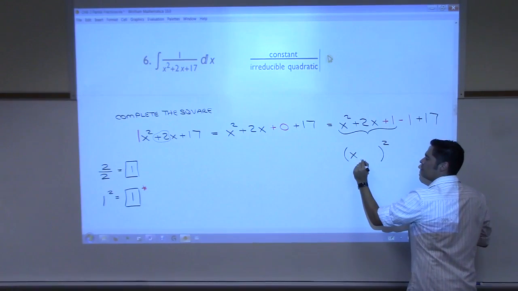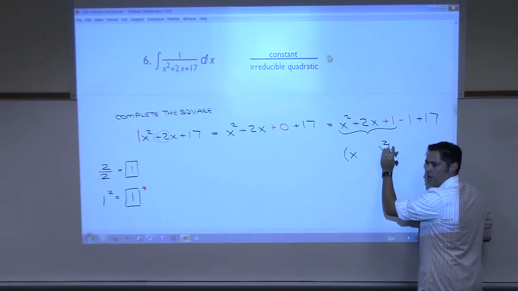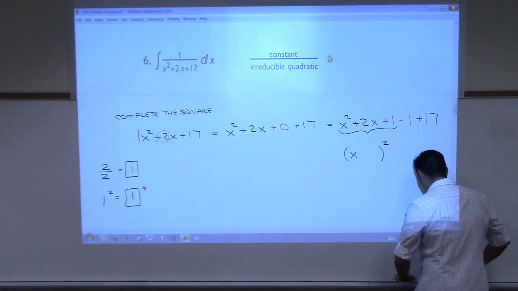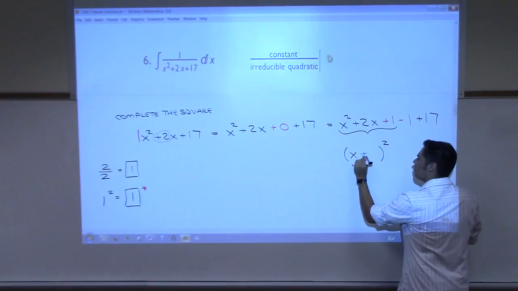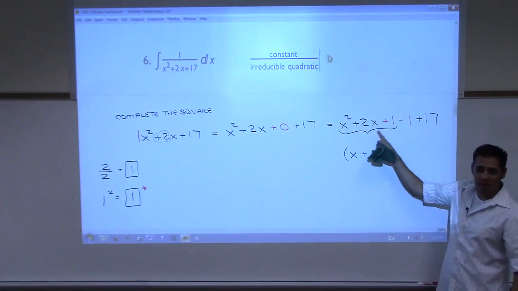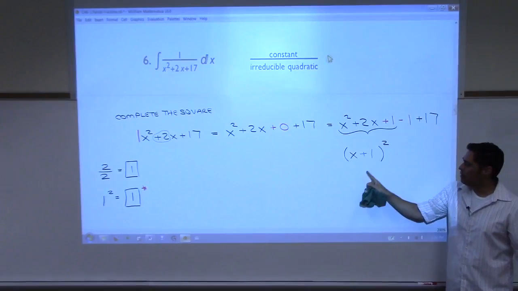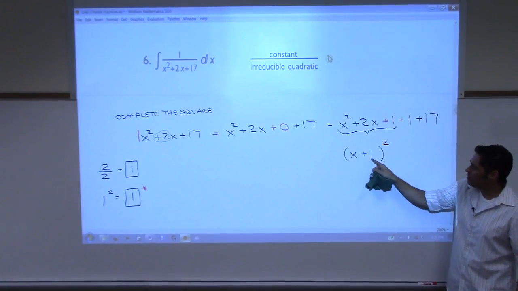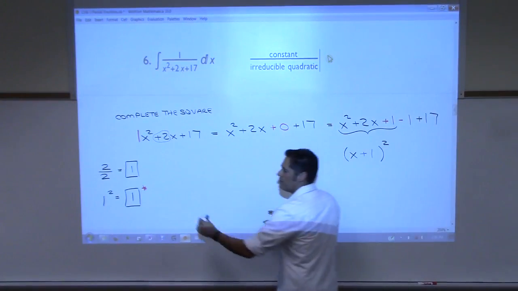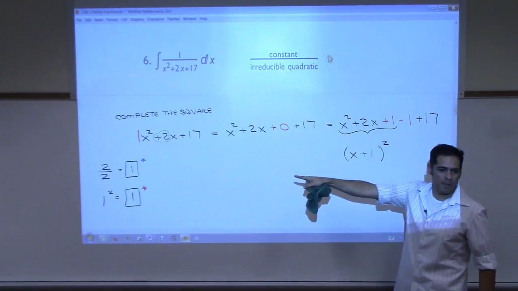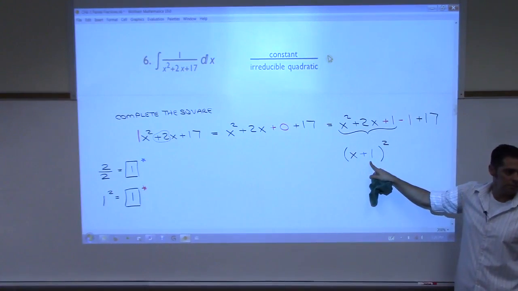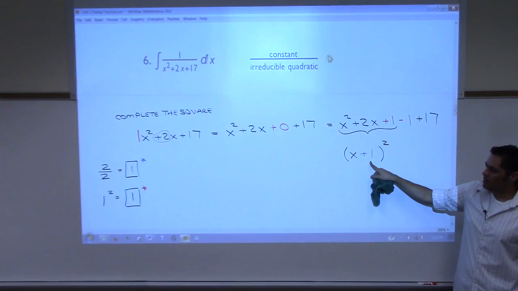X plus 1 squared. Now, how do I know it's x plus 1? Well, I could just know that when you factor that, you get that. But if you really want to know, like if you're lost, this number right here, guess where that comes from? That's that first number. So see how that's a plus 1, a positive 1? That goes here. With me?